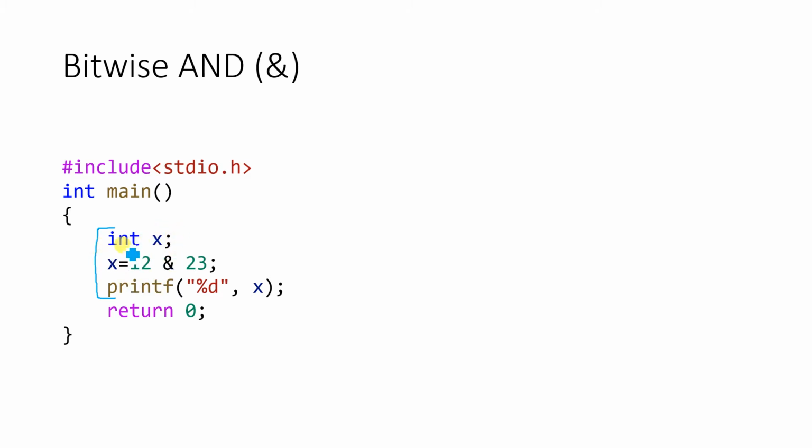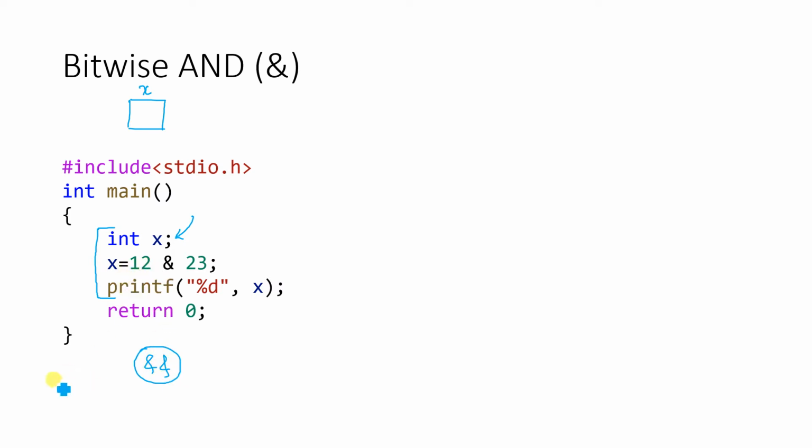What are the 3 lines? That is int x. Whenever we declare int x, automatically a variable named x will be created, memory for that variable will be allocated, and the name will be x. Then what we have written? We have written x is equal to 12 ampersand 23. I would like to remind you of one thing here. If you remember, we talked about the AND operation in logical operators, where we use double ampersand for representing this AND operation.